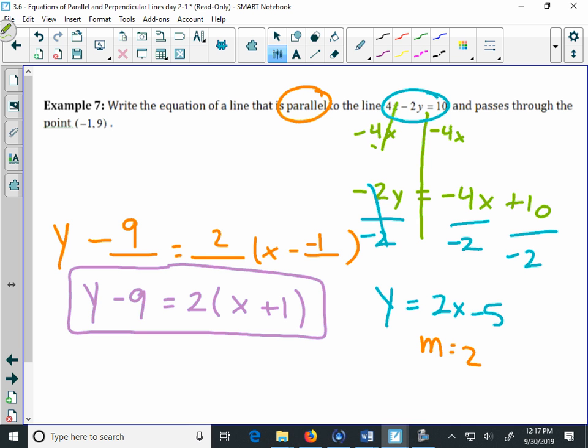Some of you just think it's easier just to solve it really quick and get your answer. That's fine. Some of you might think plugging into Desmos and just counting to get your slope is easier. That's fine too. Questions? Okay.